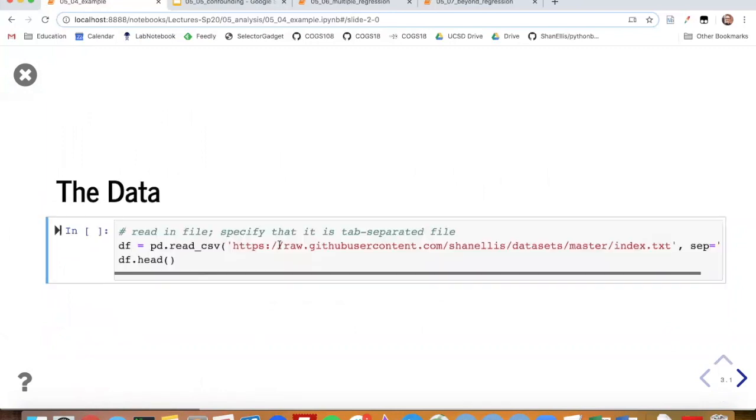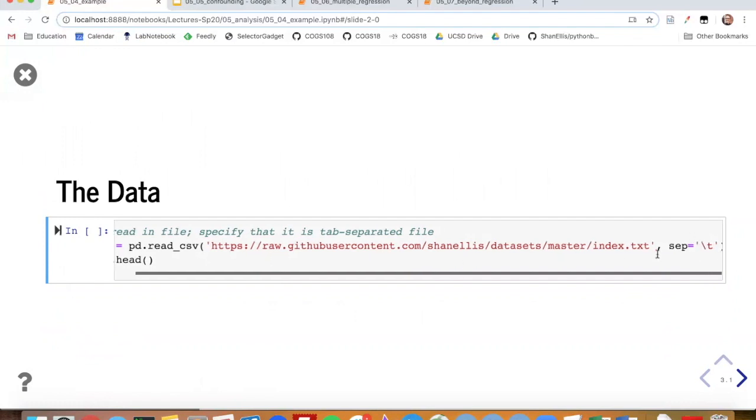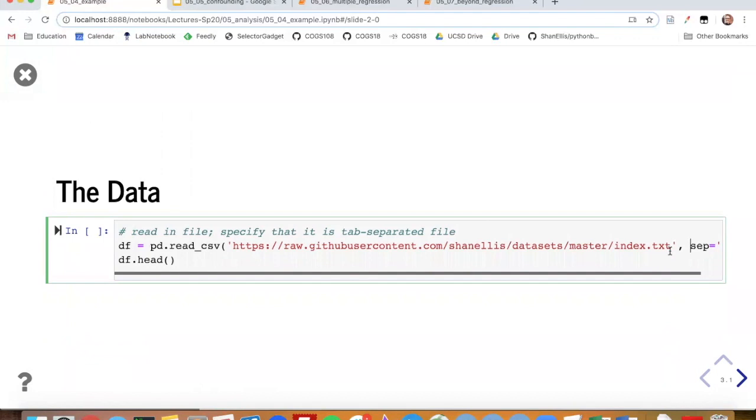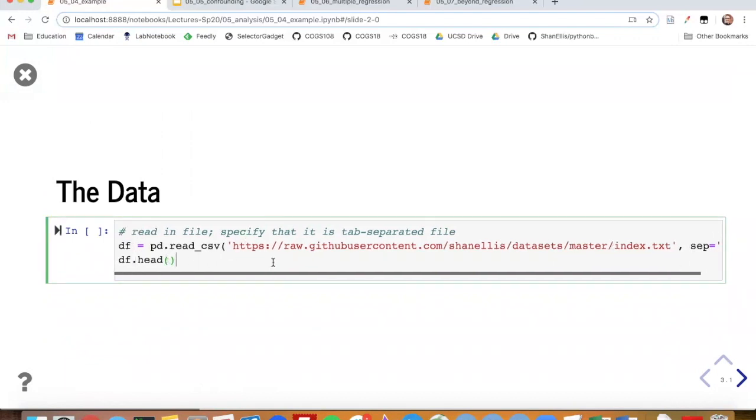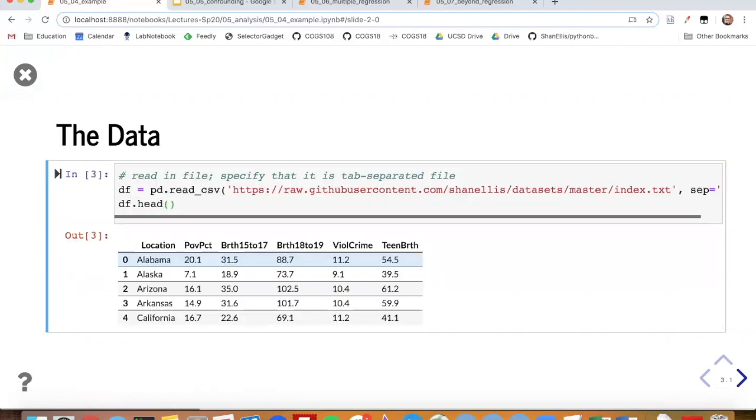So the data we'll use for this are available on my GitHub. So the URL to the text file is here. We will read it in as a text file using the sep parameter, specifying that it is tab separated. We'll store this as DF, and then once we read this in and look at the first few rows, we'll start to get a sense of the data that we'll be using here.